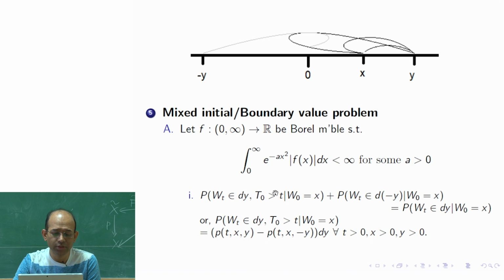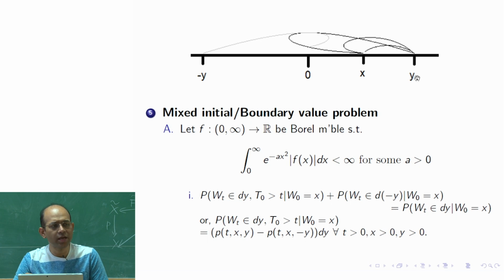The probability of this joint event given W_0 equals x, precisely that it starts from x, plus the probability that the Brownian motion at time t is in the neighborhood of minus y, given that it starts from 0, the addition of these two probabilities is equal to just the probability that the Brownian motion W_t would be in the neighborhood of y. So this is the reflection principle.